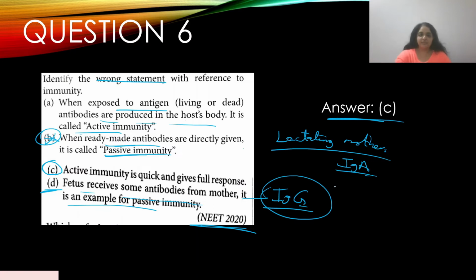Now, here active immunity is quick and gives full response. Initially, no, like I've already said. When you are given a vaccine, of course there is a response, but initially it is not quick. In the subsequent reaction, yes, it will be faster. So active immunity is quick and gives full response, but not in the primary response stage. Later on, yes, it does.